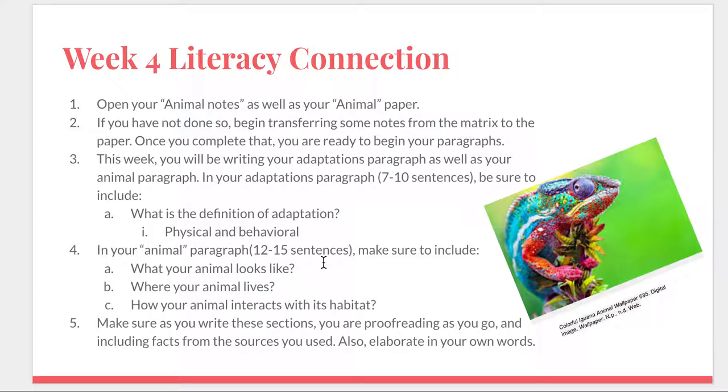In your animal paragraph, which is the next paragraph and should be 12 to 15 sentences, make sure that you include what your animal looks like, where your animal lives, and how your animal interacts with its habitat. When you're writing that, remember to create flow, so it's not very choppy. This should be a well thought out 4 to 5 sentences per question. Make sure as you write these sections that you're proofreading as you go and including facts from the sources that you used. Make sure that you're elaborating upon those facts in your own words.